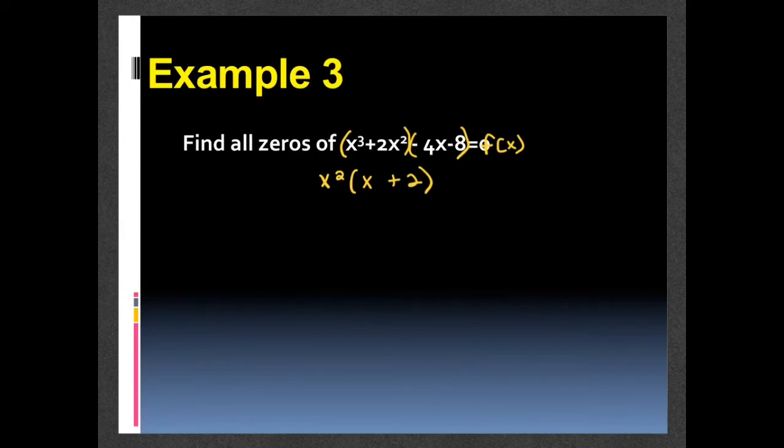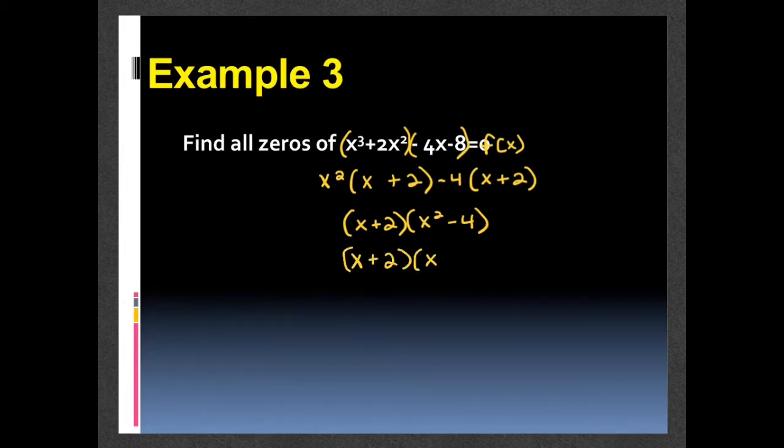And then I look at the second set of parentheses, keeping in mind that I want the parentheses to be the same. So I can take out a negative 4, and I get x plus 2. If you had taken out a positive 4, you would have needed to remember to go back and switch your signs. Now I get x plus 2 times x squared minus 4, and that can actually be factored one more time. I'd get x plus 2, x plus 2, and x minus 2 because it's the difference of two squares.